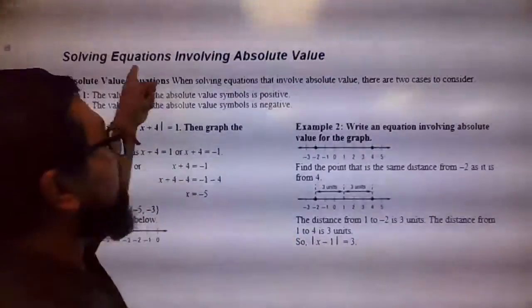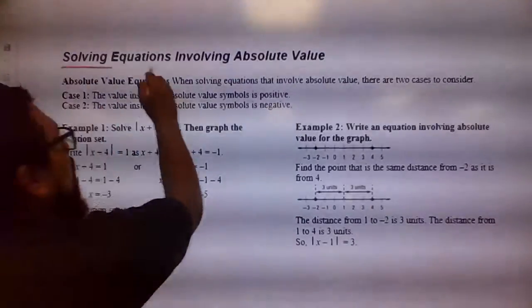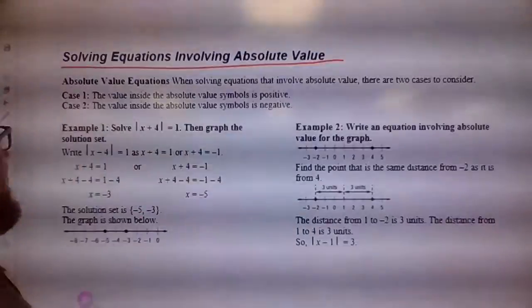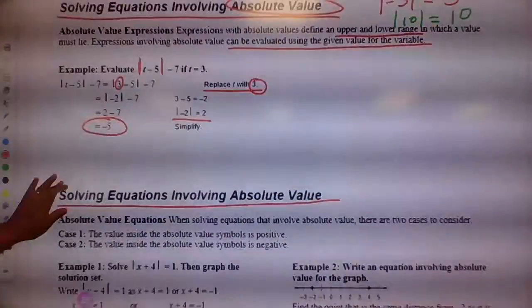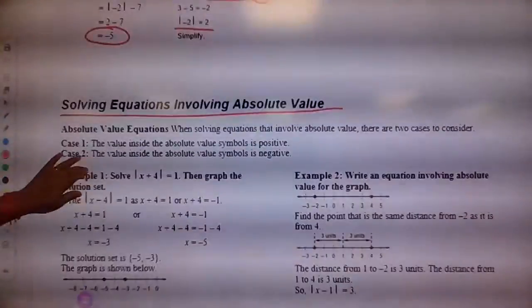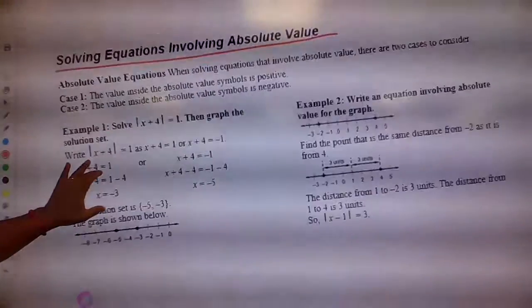Okay, now we're actually going to solve equations involving absolute value. Solve equations involving absolute value. Before, on this one, we just evaluated. Okay, we had to just substitute. Now we're actually going to solve for it. Okay, so here, let's go ahead and do example number 1 first. Okay, let's read this first.